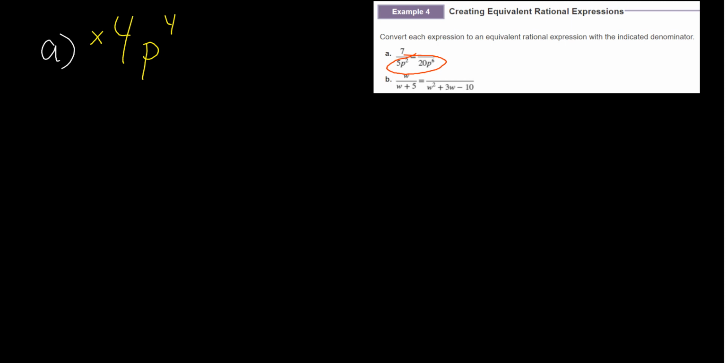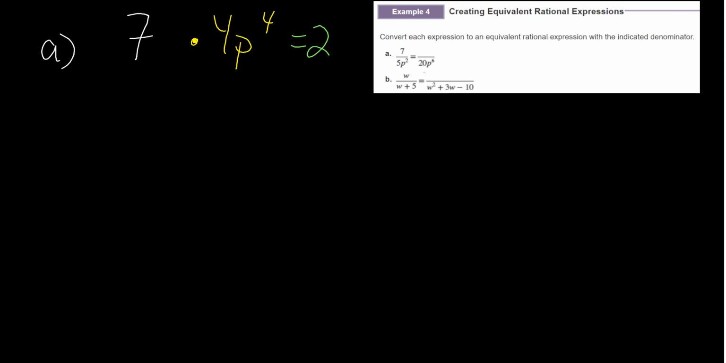It looks like I multiplied the denominator by 4p to the 4th. Well, whatever I do to the denominator, I must also do to the numerator, right? Otherwise, it's not going to be equal to 1. So 7 is in my numerator, so I need to multiply 7 by 4p to the fourth. That would get me 28p to the fourth, right? So that's A.